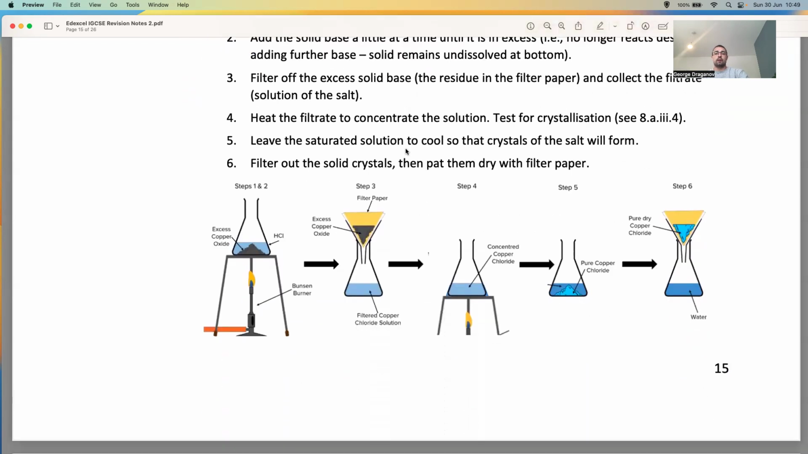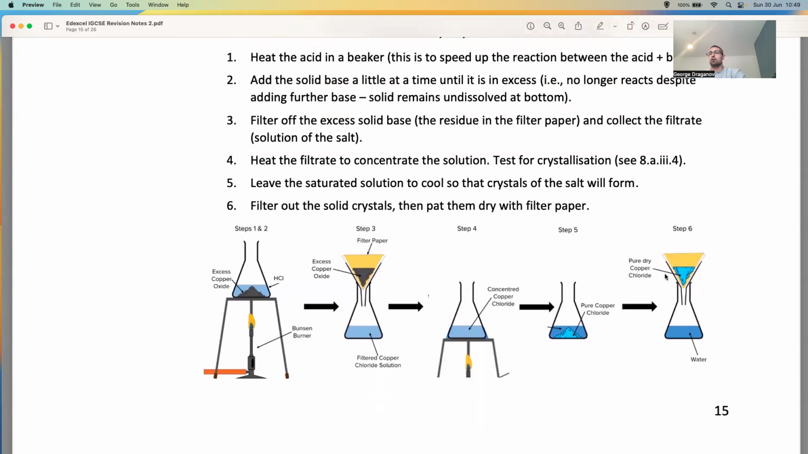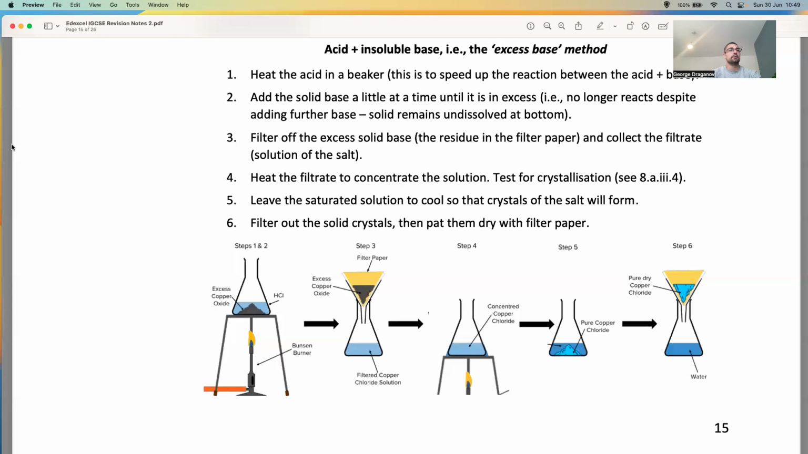We're going to use an actual example for this. So here they've made copper chloride crystals. So let's stick to that. How to form copper chloride crystals. So first of all, you need copper oxide or copper carbonate, and you need hydrochloric acid if you're making chloride salts.